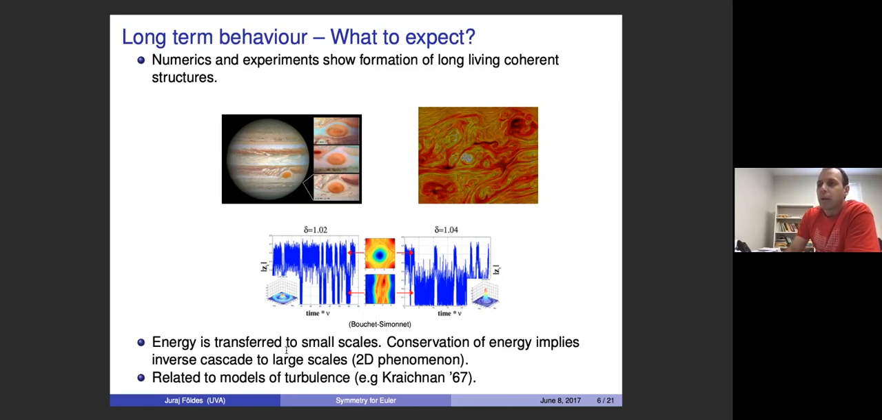All right, so what do we expect from the Euler equation is that the energy is transferred to smaller and smaller scales by this Kraichnan cascade. But the conservation of the energy also implies that there is an inverse cascade. So we expect that the energy goes down to smaller and smaller scales, but to compensate, the energy must go back to the larger scales. And that should form these coherent structures that we are seeing in numerics or in nature. This is somehow related to the whole model of 2D turbulence developed by Kraichnan.